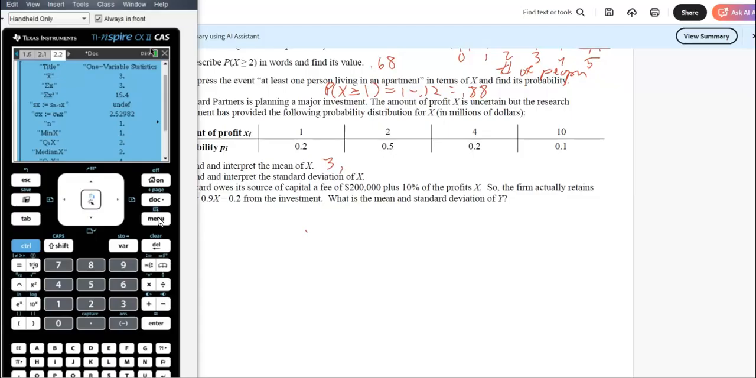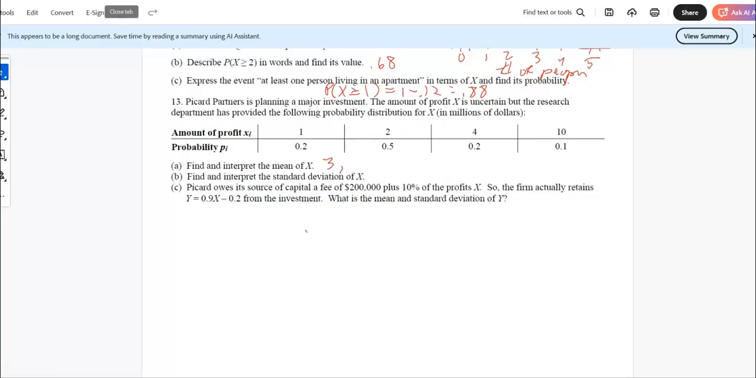Let's see what the context is. The amount of profit in millions of dollars. Okay, so those are in millions. So that's $3 million. So every time they have these major investments, if they do this many times, the average amount of profit is $3 million.